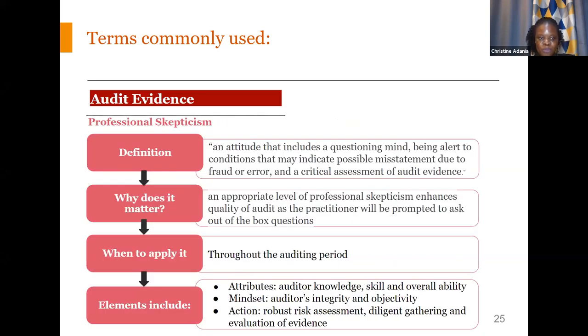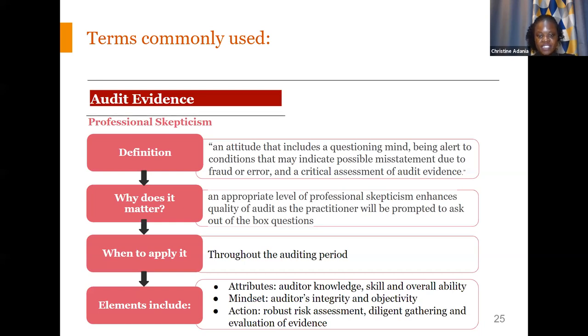Then we move to professional skepticism, what I usually call the auditor's sixth sense. Yeah, most of you have had that thing called the sixth sense. So this would be the equivalent of the sixth sense for auditors. It means having a questioning mind, being alert to conditions that may indicate possible misstatement due to fraud or error, and pose a risk to critical assessment of audit evidence.